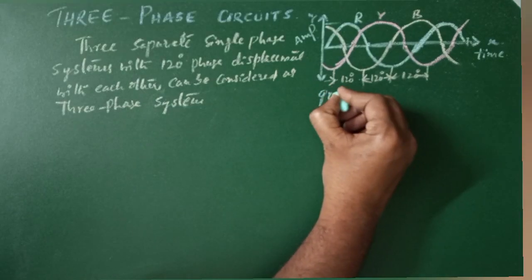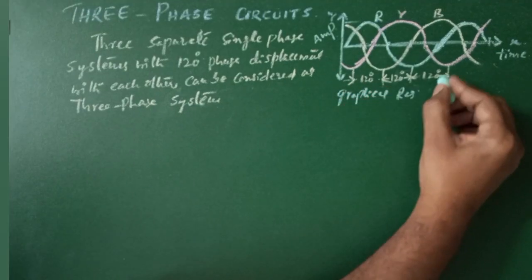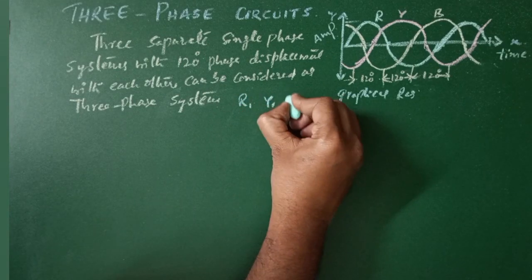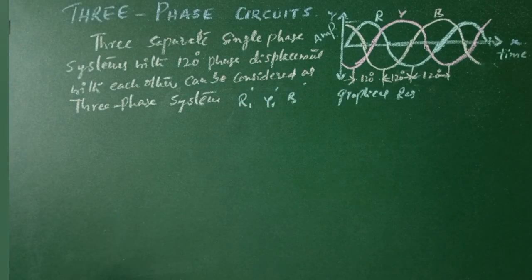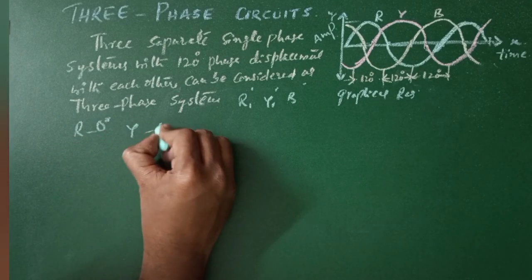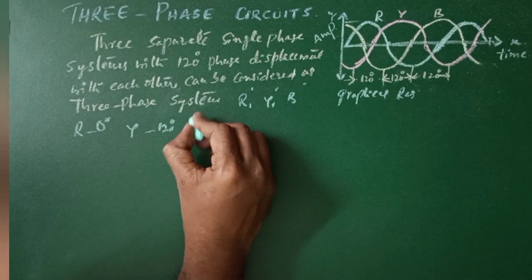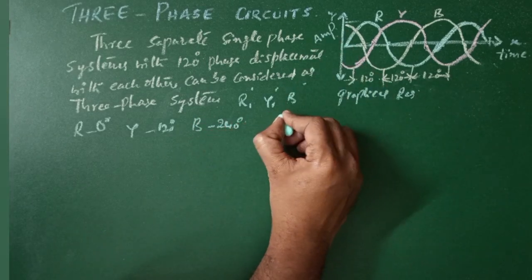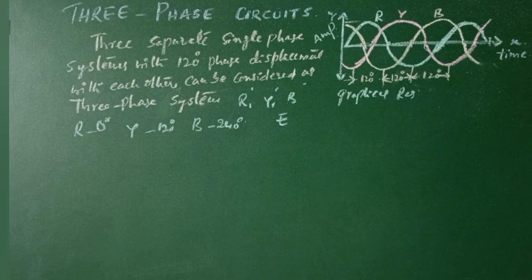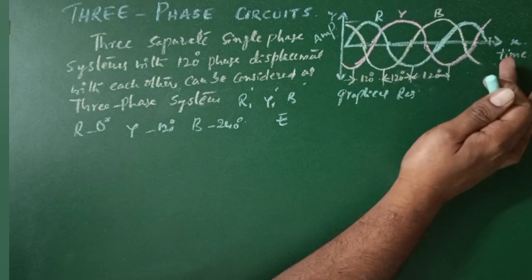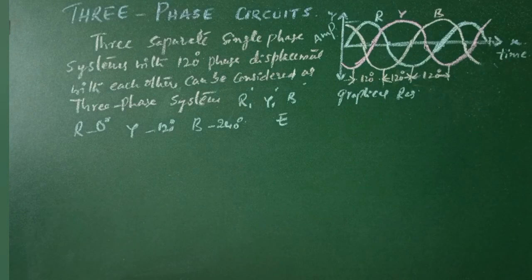Three separate single-phase systems with 120 degrees phase displacement with each other can be considered as a three-phase system. Graphical representation of three-phase system where R, Y, B are the three phases. R starts at 0 degrees whereas Y starts at 120 degrees and B starts at 240 degrees. Since I am considering this as an electrical quantity, it may be voltage or current. So this is the amplitude on y-axis and time period on x-axis.